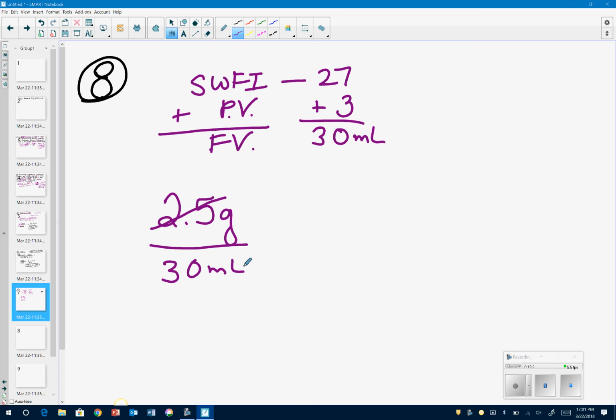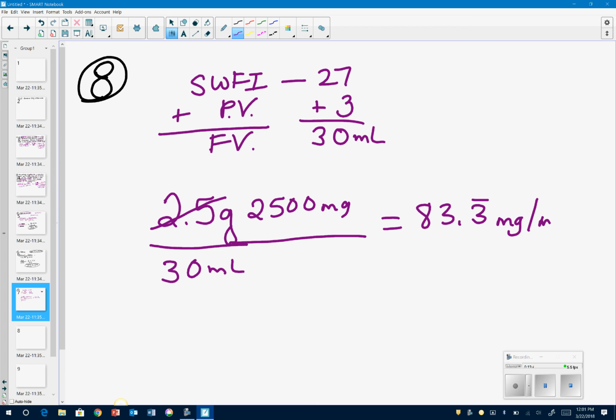Okay, so 2.5 grams, you're going to convert to milligrams. So that would be 2,500. You just multiply it by 1,000. So it's 2,500 divided by 30, and you have 83.3333. Okay, so that would be milligrams per milliliter. So you have 83.3 milligrams per milliliter as the concentration of the drug after the reconstitution, after you've added the diluent.